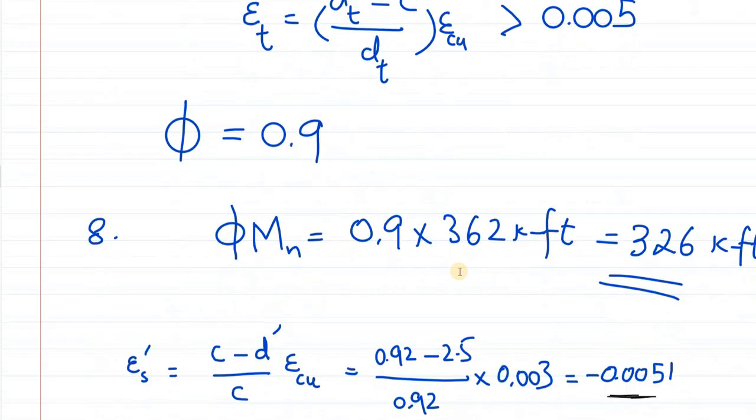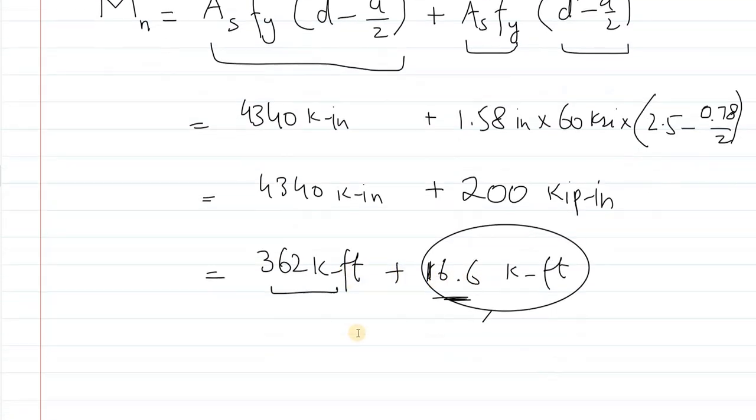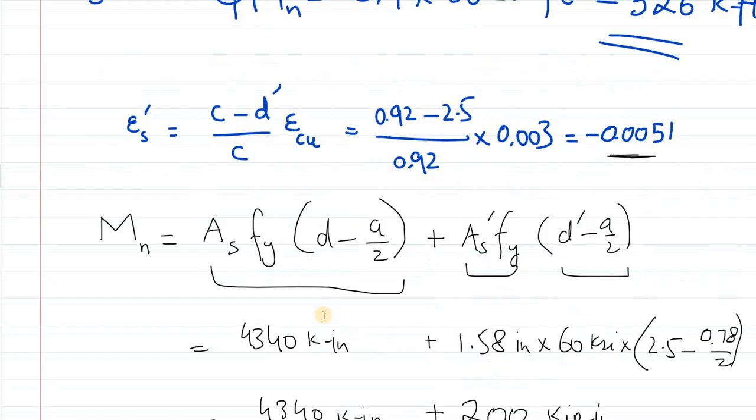So the best way to demonstrate that you can neglect something is to actually consider it, calculate the final value based on considering it, and then show that this is so small compared to this that it's not going to make a big difference, so you can actually neglect it. So we have neglected this.